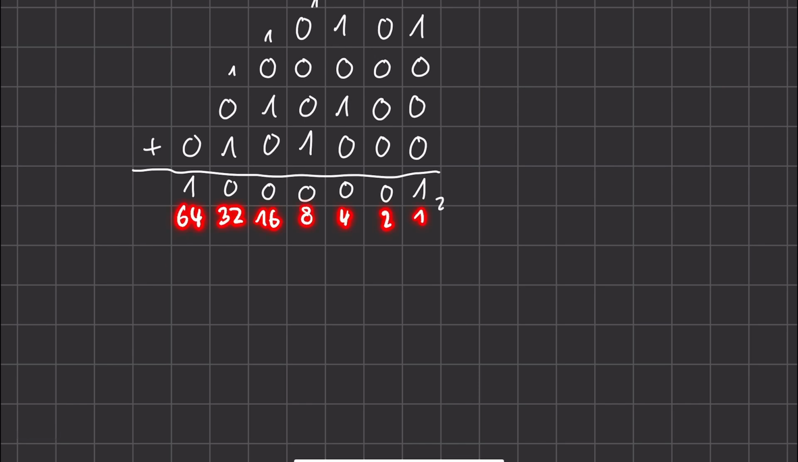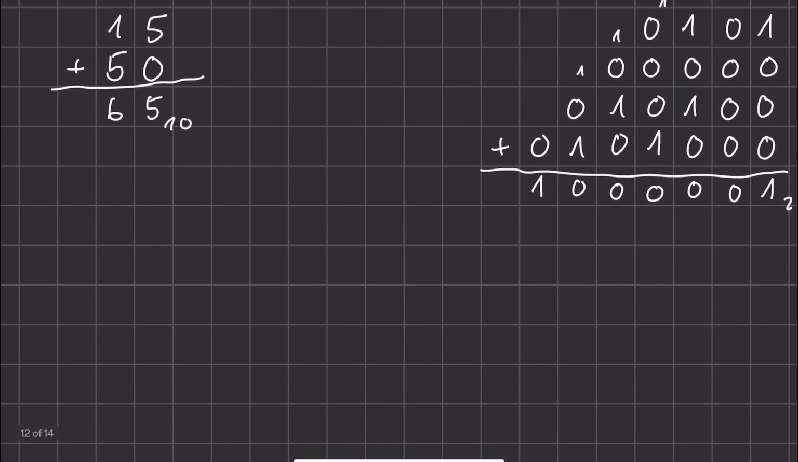So our result will be 1 times 64, and then plus these would just be zeros, so I'll just write them like this. And our last value would be a 1. So it's 64 plus 1, which is 65. And this is equal to our result here.